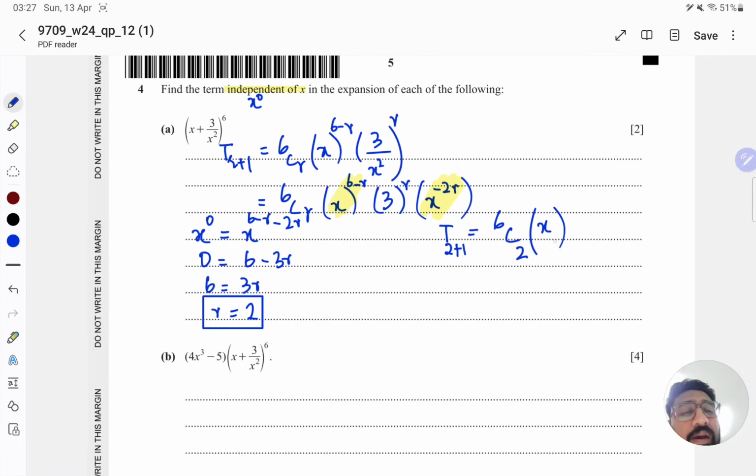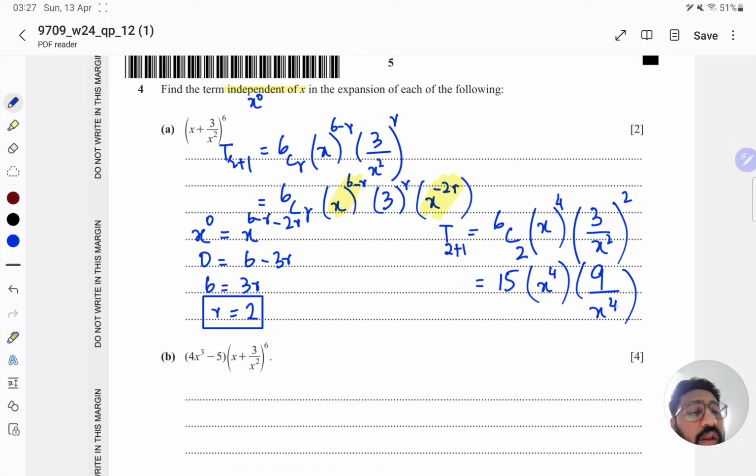So x power 4, 6 minus 2 bracket 3 divided by x square to the power of 2. So if I do the simplification, it will be 6c2 which is 15 bracket x power of 4, 3 square is 9 divided by x power of 4. x power of 4 and x power of 4 will cancel out. So 15 times 9 is 135, which is the term coefficient which is independent of x.